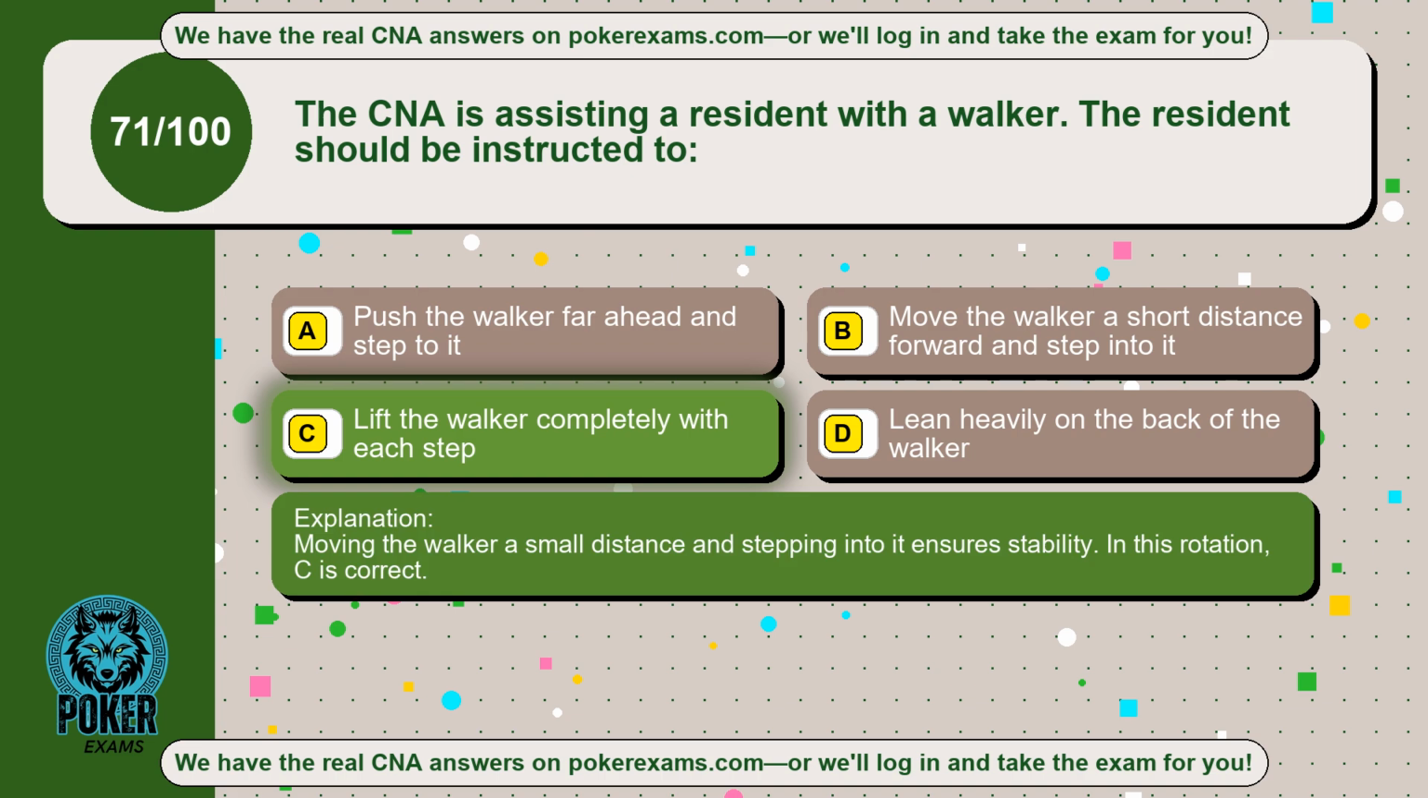Moving the walker a small distance and stepping into it ensures stability. In this rotation, C is correct.